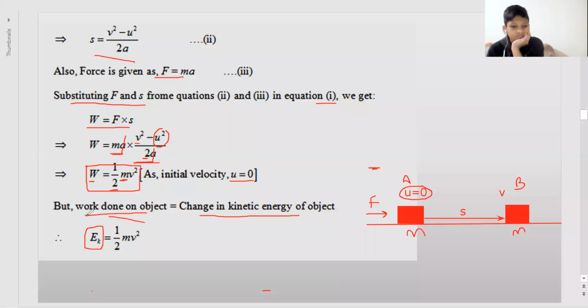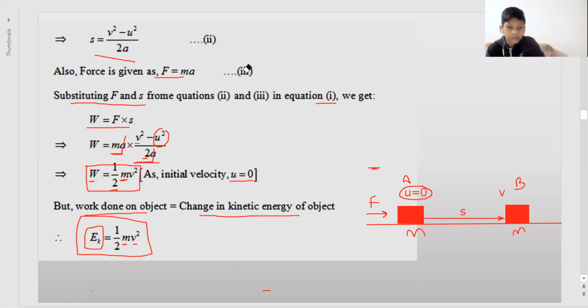So this is the formula that we have derived, and this is the formula which we will be using to find the kinetic energy. To find kinetic energy, we need two things: the mass of the object and the velocity of the object. We should have only these two things. Understood?